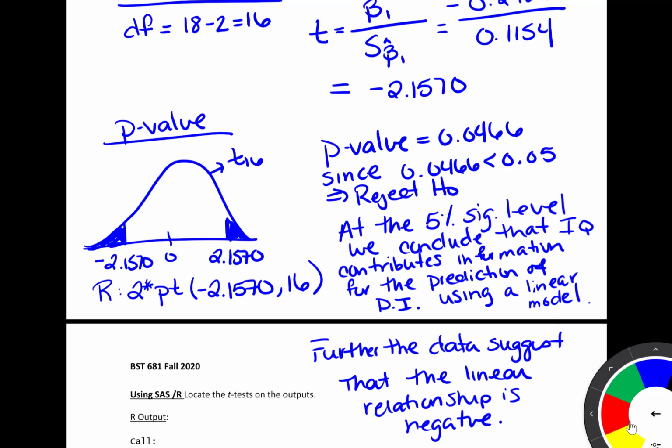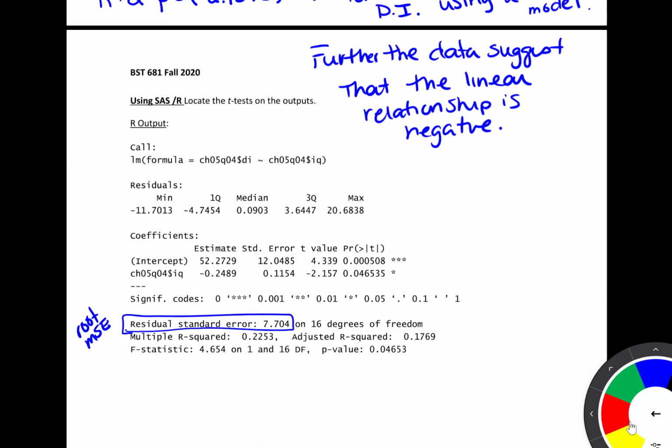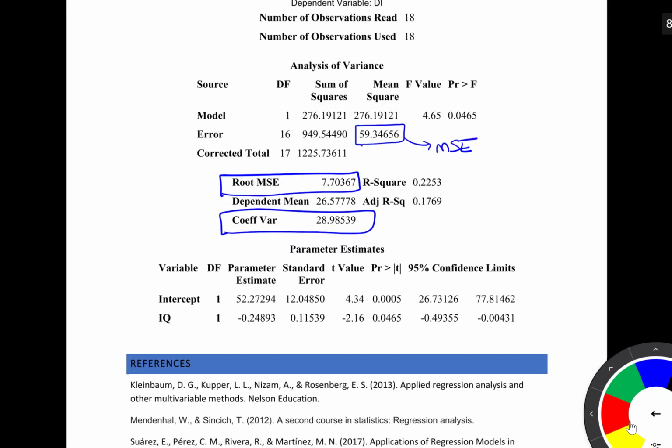And we can find all of these values using both R and SAS. So let's find those. So notice our test statistic here was negative 2.1570, and our p-value was 0.0466. So looking at our R output, if we look right here, you will find that test statistic and that same p-value are very close up to rounding differences. And then looking at the SAS output, we can find that information right here. And again, this is the same up to rounding difference.